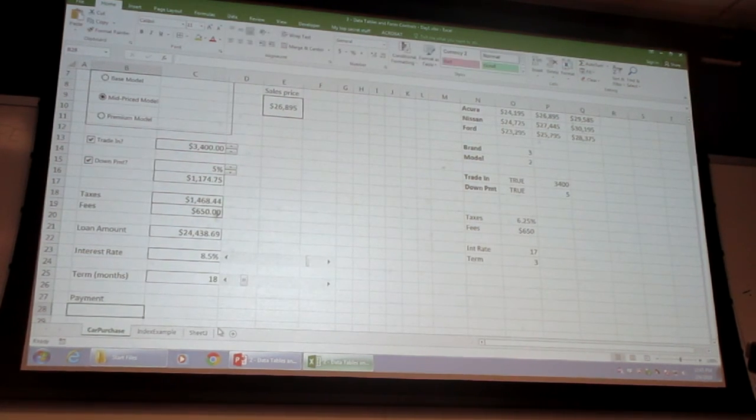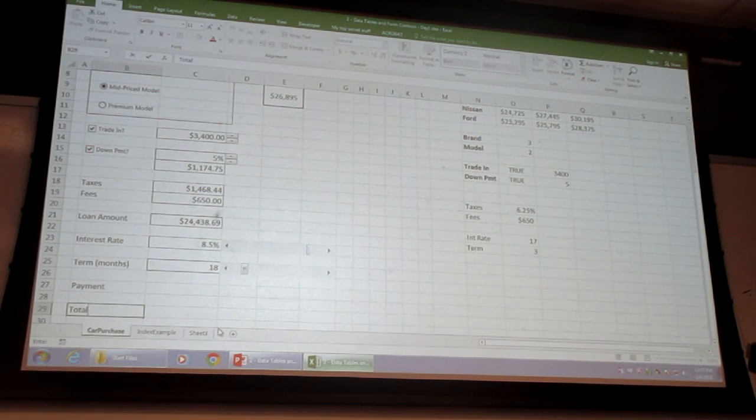Payment, total interest paid. I'm abbreviating now. Trying to do it quick, but we're going to do it.